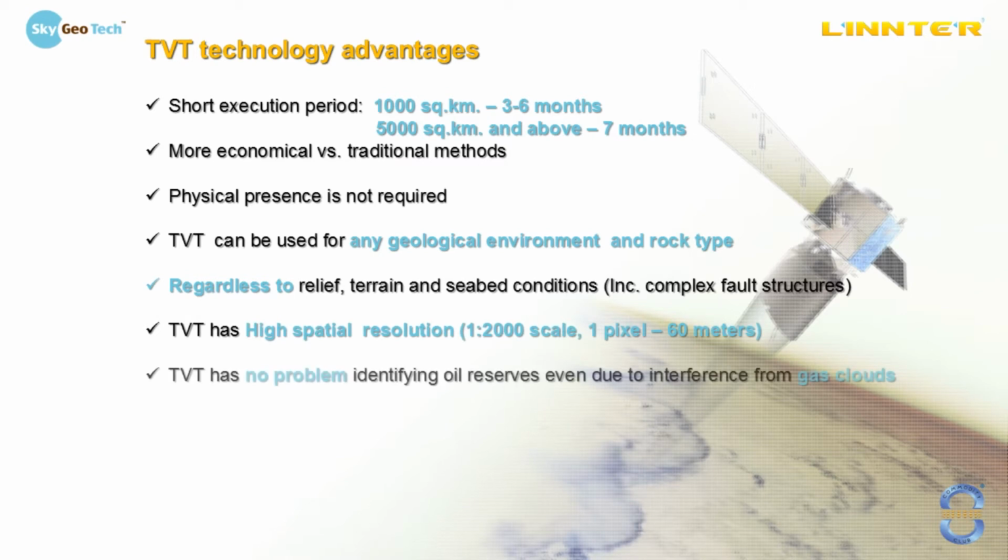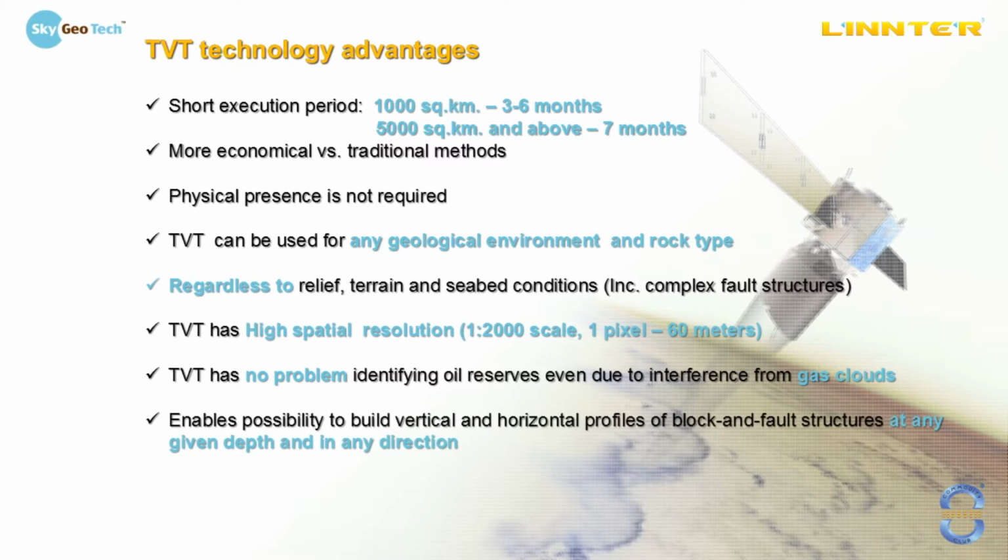Our technology has no problem identifying oil reserves even due to interference from gas clouds, which are usually a huge problem for hydrocarbon explorations. With the use of TVT technology, we can build vertical and horizontal profiles of block and fold structures at any given depths and in any direction. The maximum depth is up to 100 km. And last but not least, it has zero environmental impact.